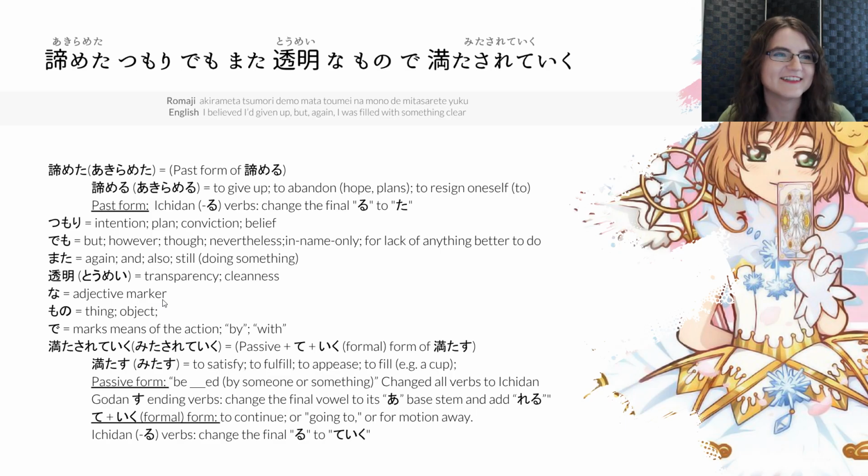That's how that works. But in the English, to break that down a bit, it's more like I believed I'd given up, but again, I was filled with something clear. Love, hope, and all good things. And I hope you are also filled with positive vibes.